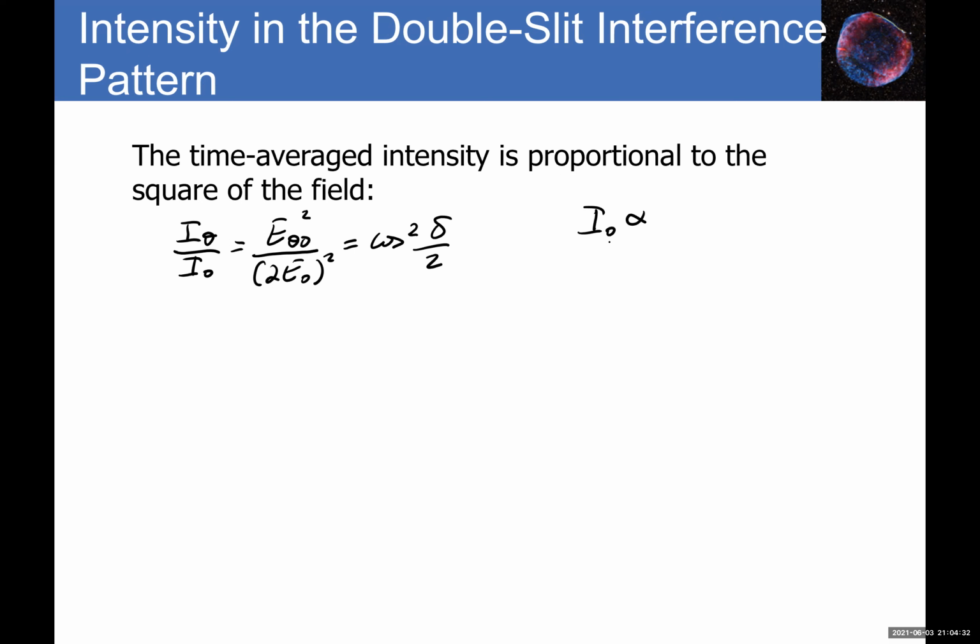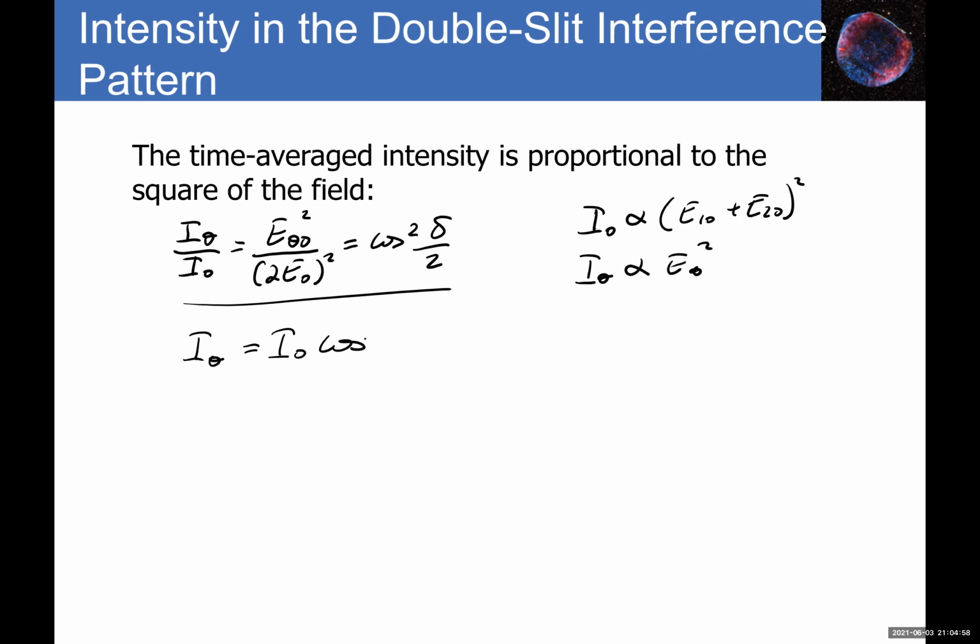Again, this is because intensity is proportional to the electric field squared. That means I naught is proportional to E1 naught plus E2 naught squared, and I theta is proportional to E theta squared, because the intensity is proportional to the electric field squared. All right, so rewriting this equation, I theta is equal to I naught cosine squared delta over 2.